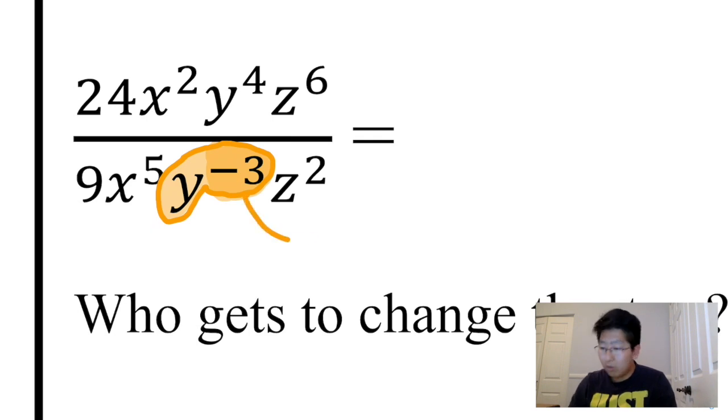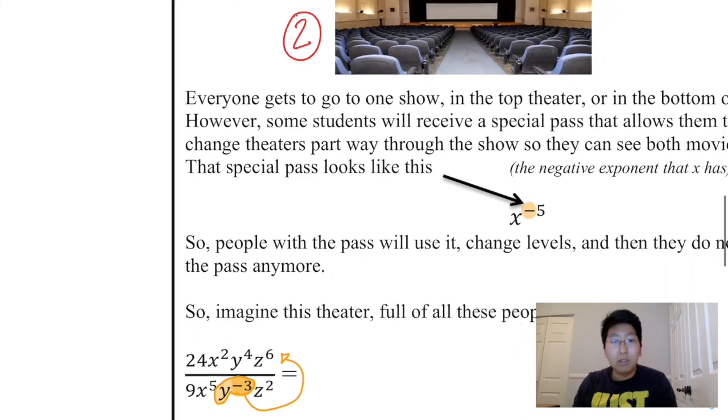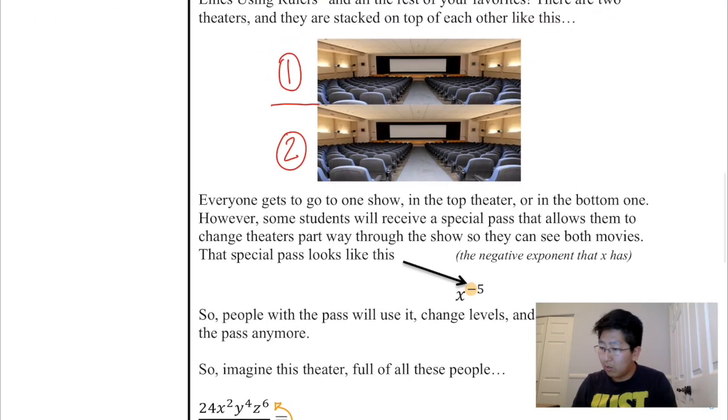Okay? And what's going to happen is they're going to be able to change levels. Remember how we talked about that? That there are two different levels, on the top and on the bottom. And when you have a negative exponent, you can change levels. You could go to the top. Or if you're already at the top, you could come to the bottom.